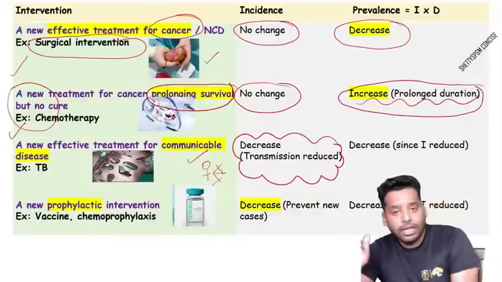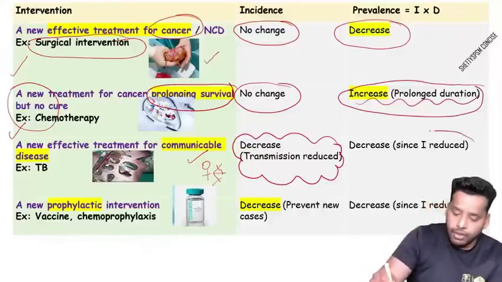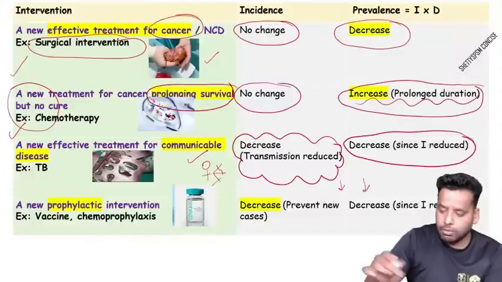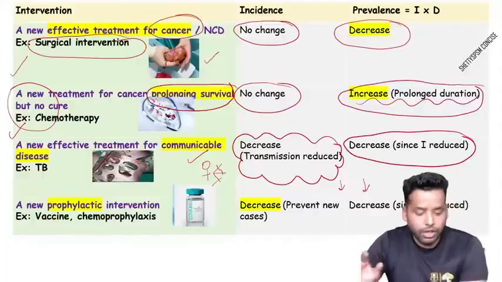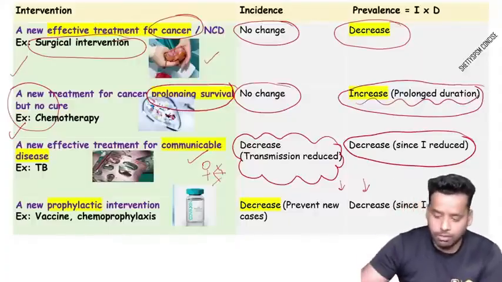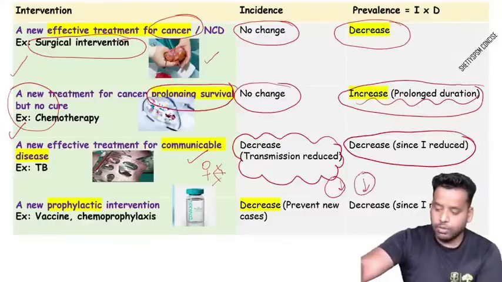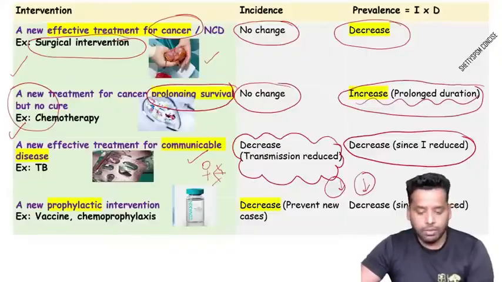Because of that, incidence will decrease. If I is decreasing, P will also decrease. So both will be decreased. Tell me yes or no. Both will come down. New treatment for a communicable disease. Both will come down. Underline this word. Don't make mistake. I will also come down. P will also come down. Both I and P will decrease.